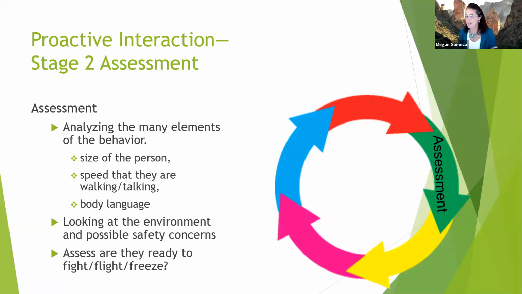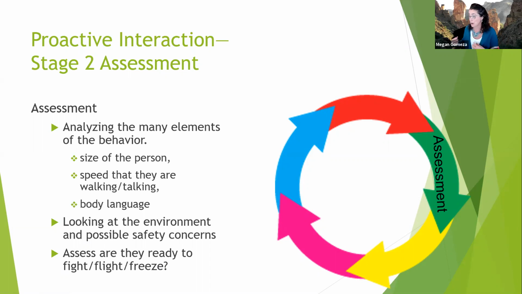So the next stage is assessment, and this has to happen pretty quickly. You're looking at a lot of elements of the behavior. It might be the size of the person that you're dealing with, your client. It might be the speed that they're walking or talking. It might be their body language.